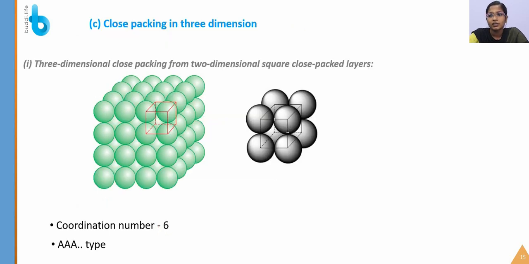Next is the close packing in three dimensions. Here there are two types. One is three-dimensional close packing from two-dimensional square close packed layers. We are going to place the square close packed layers one above the other. This type of arrangement is known as the AA type because all the arrangements are the same, right? The first layer is AA type and the second layer is also AA type, so this is totally an AA type. The coordination number here is 6. Try to remember all the coordination numbers and also know what the coordination number is, and try to answer those questions.